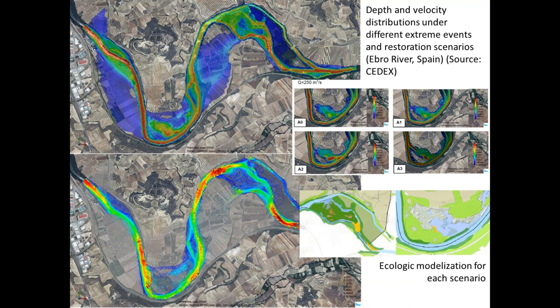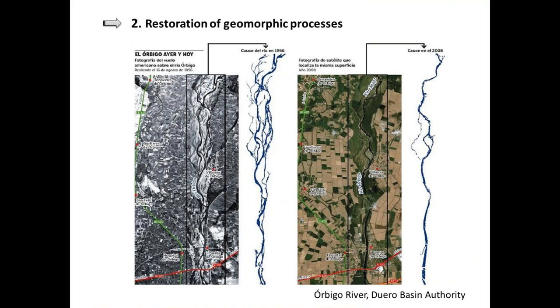Other examples of the modelizations which are behind those geomorphic restorations, which involve both hydromorphological and ecological modelization, which is capital to understand what has to be done and which is more optimum in the channel. Or the examples of the restoration of those multi-thread systems, which I was explaining before, which are just single thread today due to the regulation of the river and to the occupation of the margins.